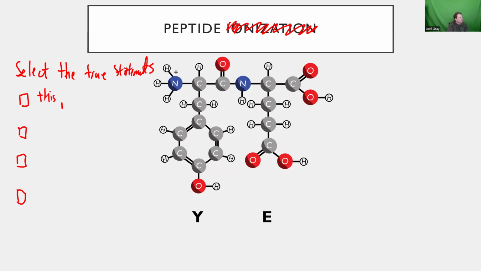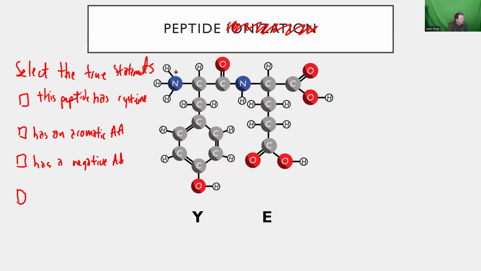This peptide has cysteine. This peptide, I'm just going to say, has an aromatic AA, has a negative AA, and then last but not least, let's go with has a nonpolar or an NP AA.